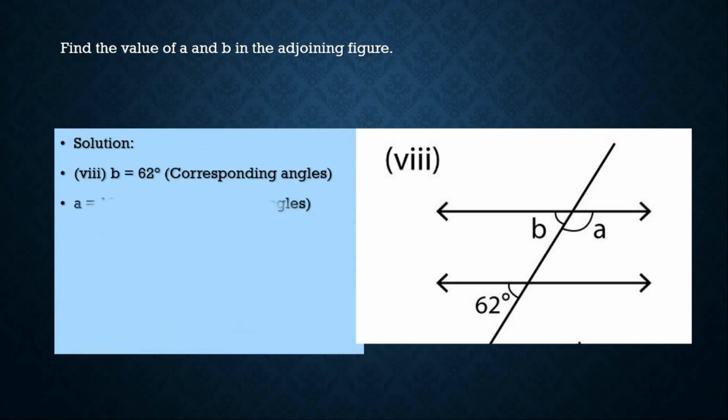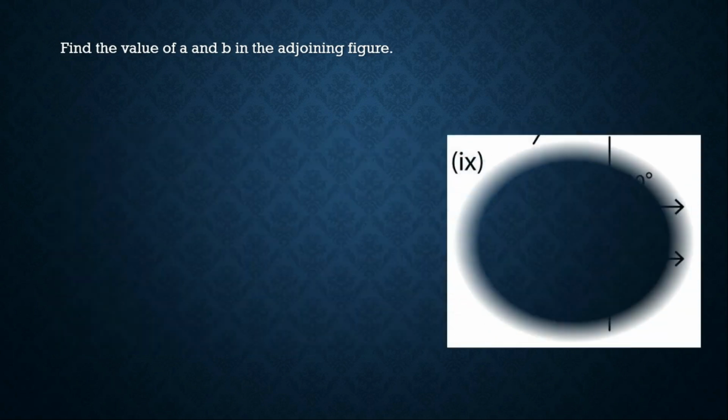So let us see the solution. B is equal to 62 degrees because they are corresponding angles. Now A is equal to 180 degrees minus B, that is linear pair of angles. Why? Because they are forming here a linear pair. Now A is equal to 180 degrees minus 62 degrees. So the difference of 180 degrees minus 62 degrees is 118 degrees. So the value of B is 62 degrees and the value of A is equal to 118 degrees.